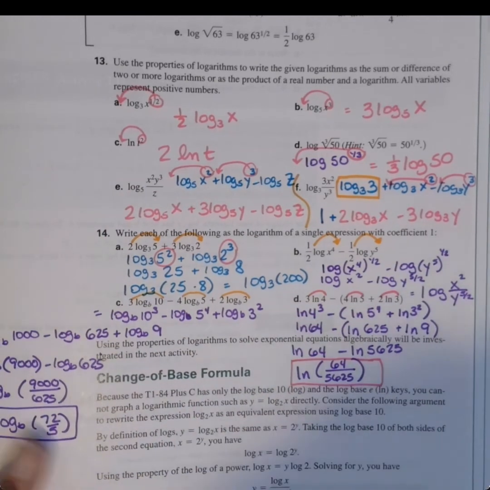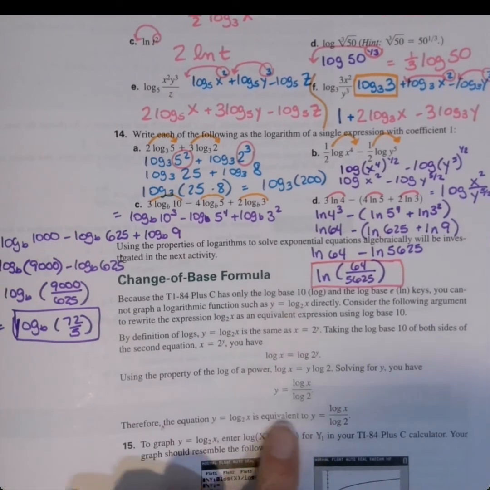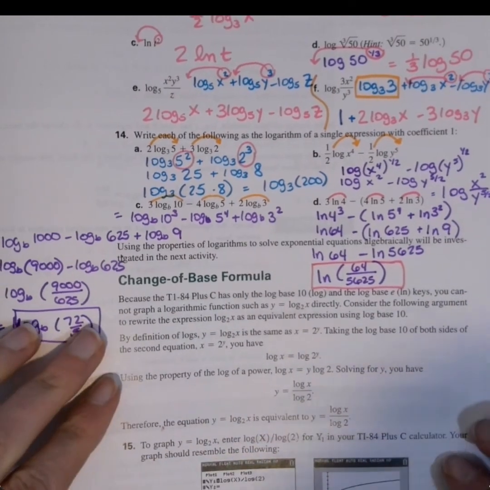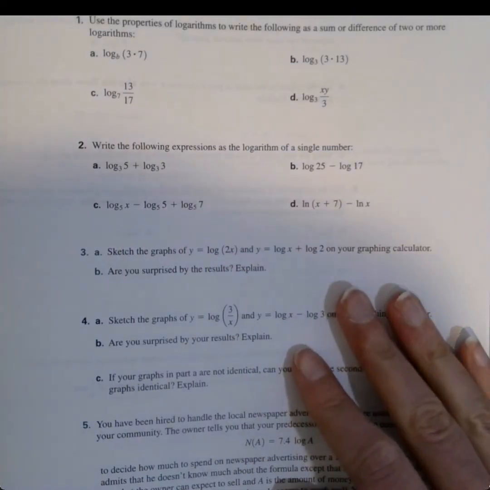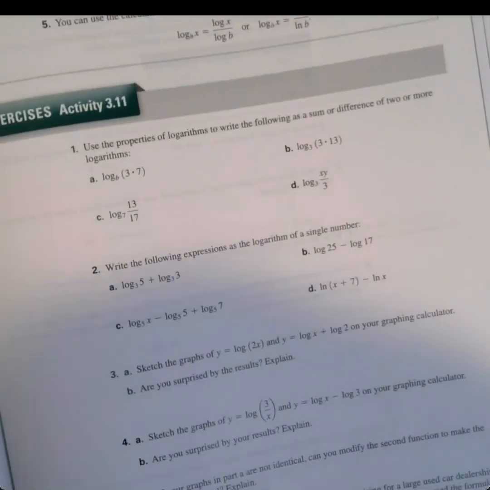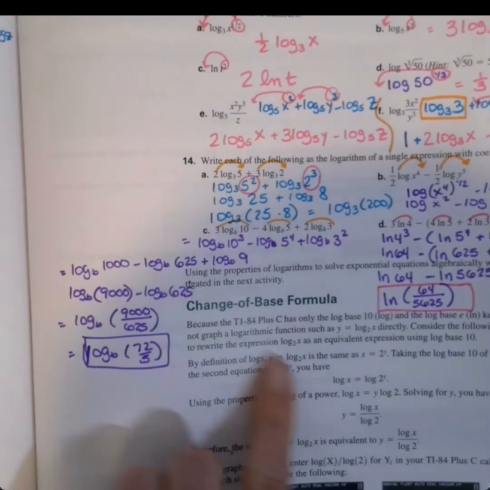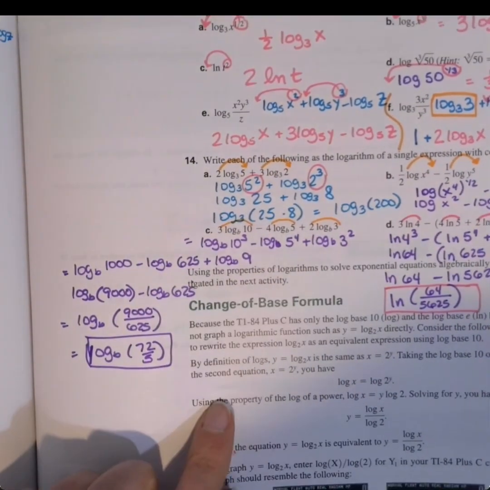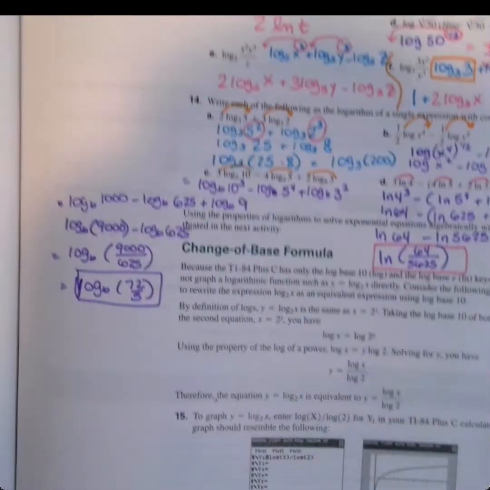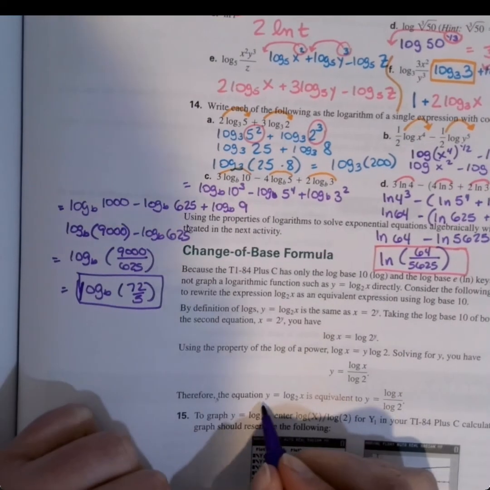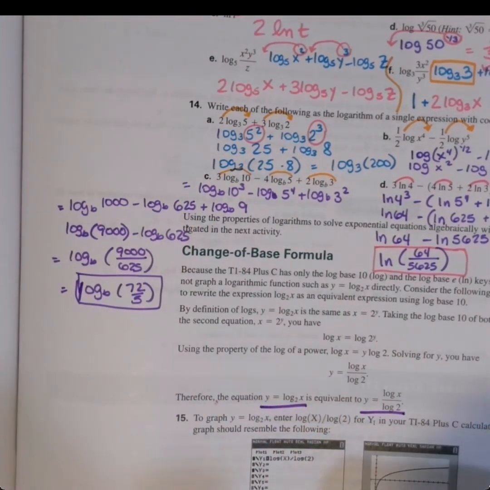Okay. Change of base formula. Again, this is a little bitty thing at the end. They wanted us to check something by graphing to show that two things are the same. They want us to check that y equals log base 2 of x is equivalent to y equals log of x over log of 2. Let's check those two things.